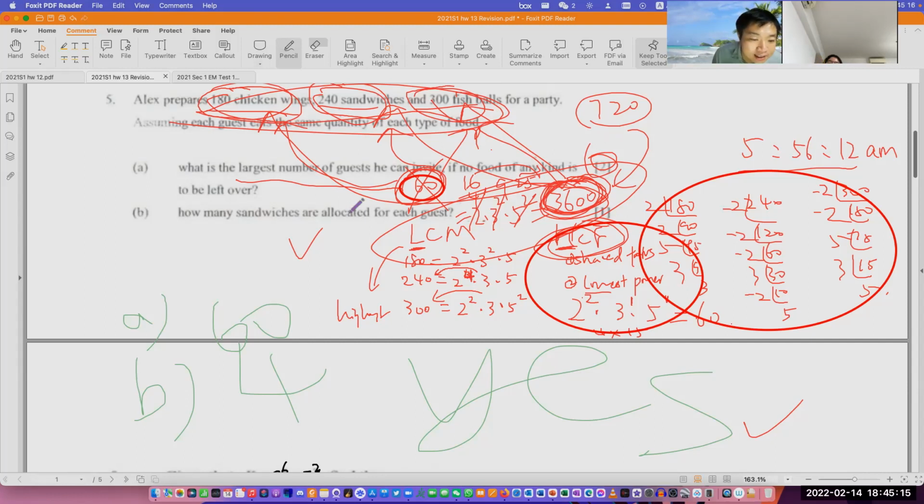All right. So once you get 60 guests, then of course, how many sandwiches are allocated? You just use this 240, divide by 60, so you get 4. So it's 4 sandwiches. If you need to answer the question, they talk about statements, right?